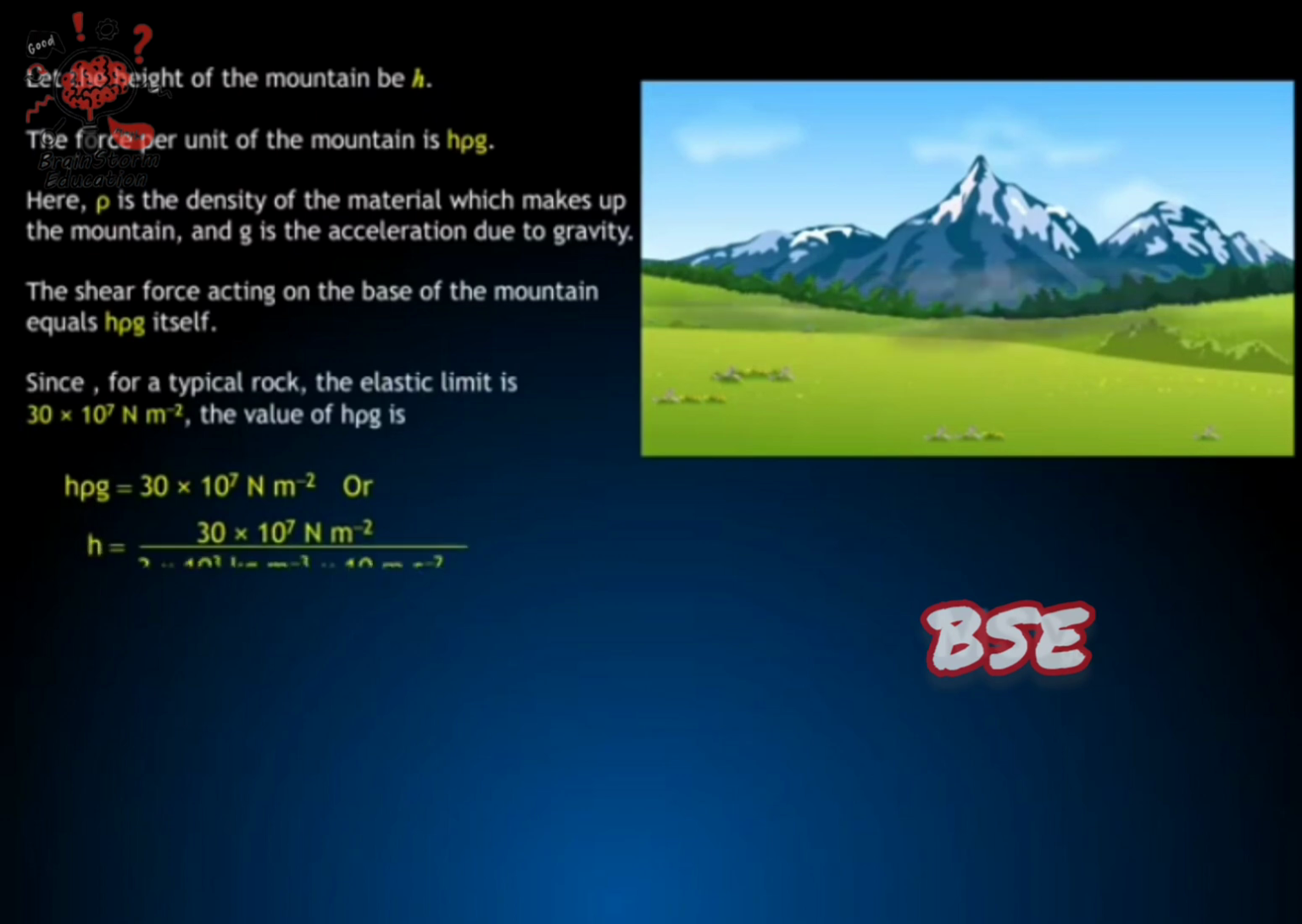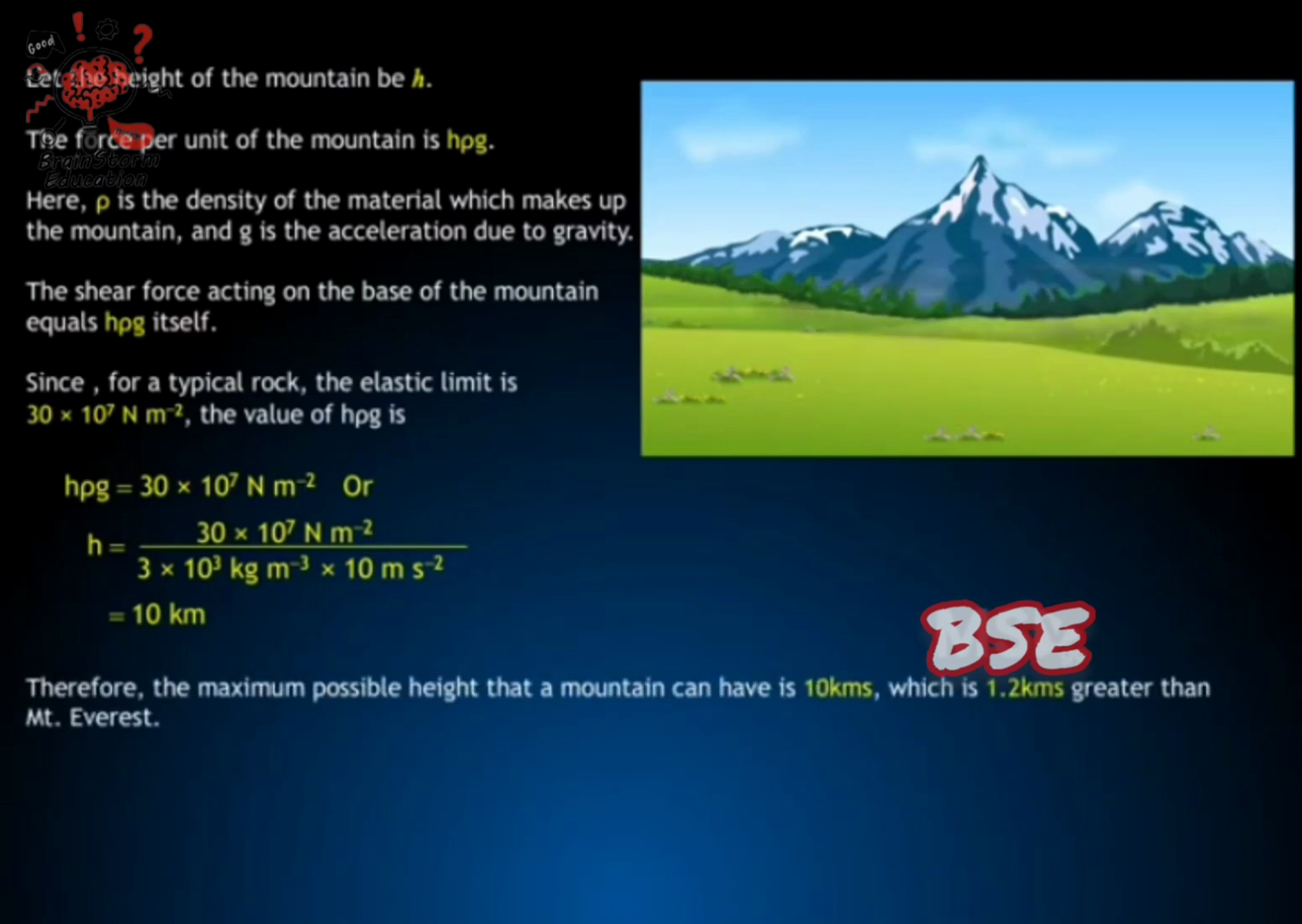Since for a typical rock, the elastic limit is 30 × 10^7 Newton per meter square, the value of h rho g is equal to 30 × 10^7 Newton per meter square, or h is equal to 30 × 10^7 Newton per meter square, whole divided by 3 × 10^3 kilogram per meter cube into 10 meter per second square. This is equal to 10 kilometers. Therefore, the maximum possible height that a mountain can have is 10 kilometers, which is 1.2 kilometers greater than Mount Everest.